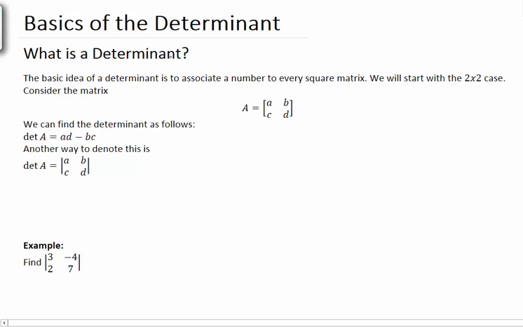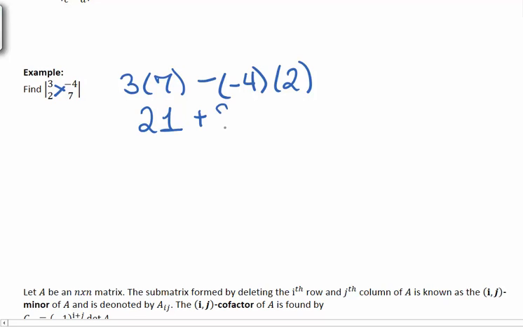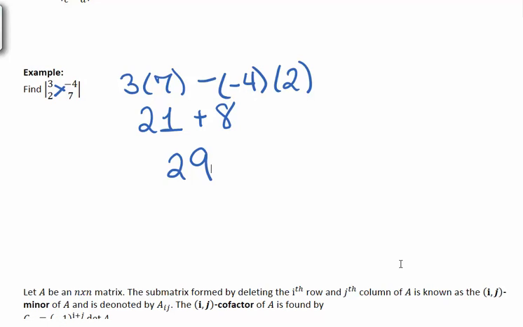Another way to denote the determinant is vertical bars rather than the normal matrix. So here's an example. AD minus BC says 3 times 7 minus -4 times 2. So this is 21 plus 8. So the determinant here is 29. And it's very important to watch your signs. That's usually the biggest mistake, especially with problems like this where that center negative sign becomes a positive.